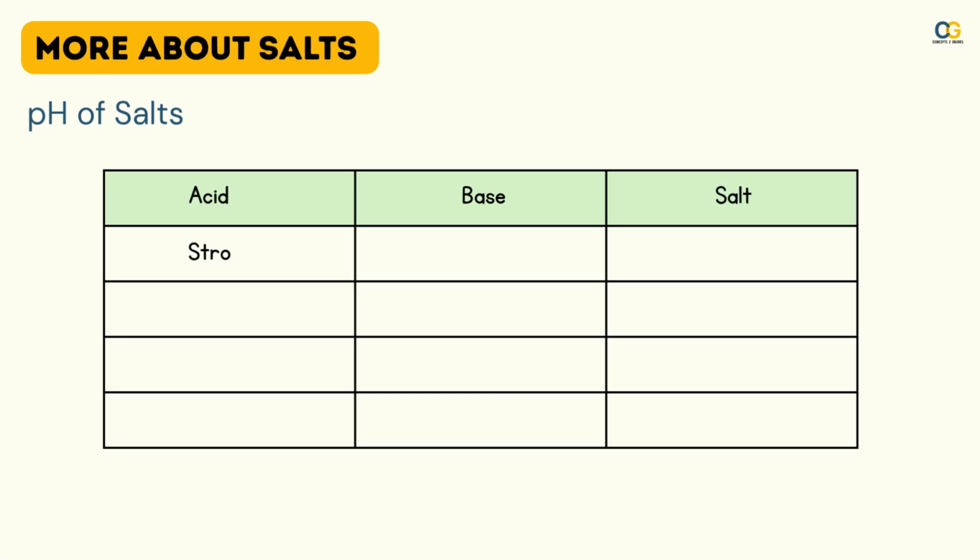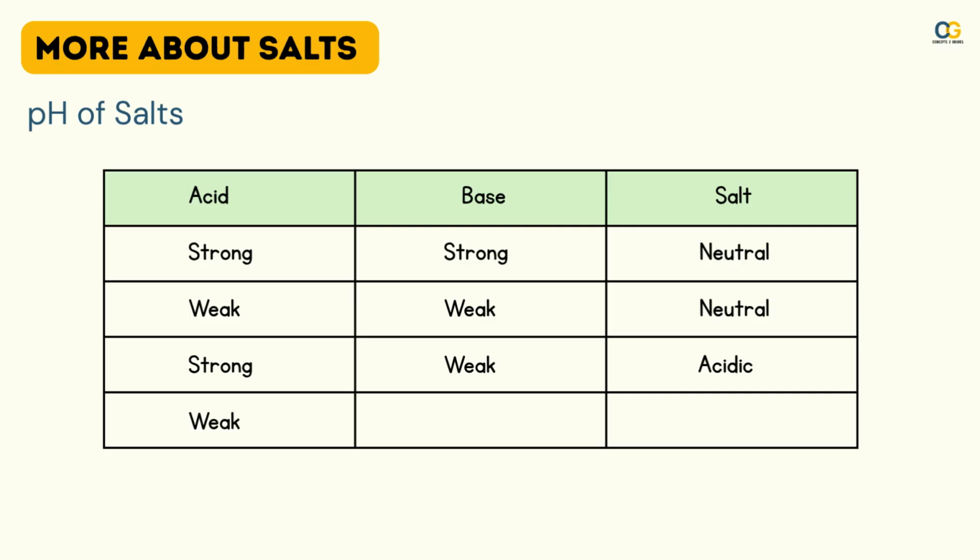If a strong acid and strong base are mixed, we get a neutral salt. Similarly, a weak acid and a weak base give rise to neutral salts. A strong acid and a weak base give rise to an acidic salt, and a weak acid and a strong base give rise to a basic salt.